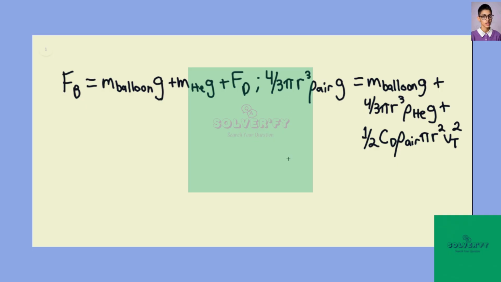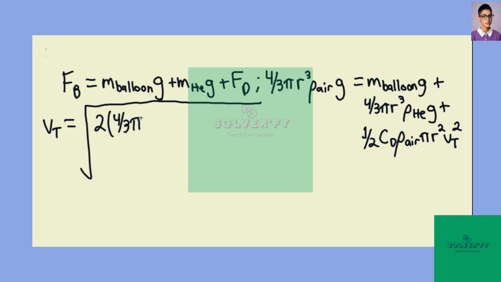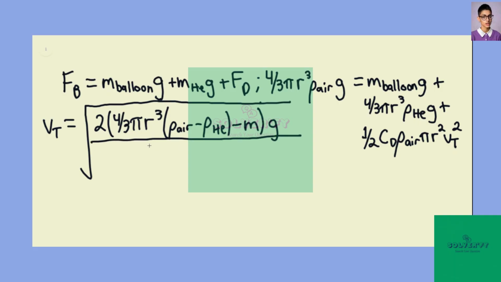And so we can then solve for the terminal velocity. This would be equal to the square root of 2 times 4/3 pi multiplied by r cubed times the quantity of the density of air minus the density of helium, minus m, close parentheses, times g. And so this would be divided by c sub d, the coefficient of drag, times the density of air times pi r squared.